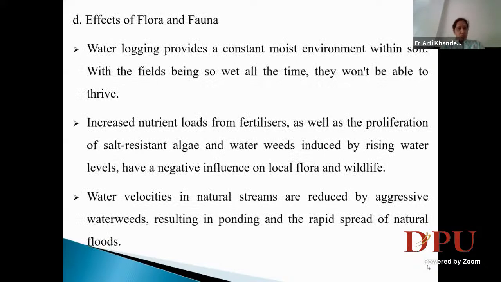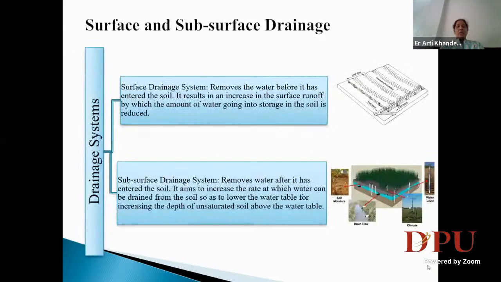What is the effect on flora and fauna? Waterlogging provides a constant moisture environment within the soil. With the field being so wet all the time, they would not be able to thrive. There is an increase in nutrient load from the fertilizer as well as proliferation of soil resistance. These are the other points. This is how they affect the flora and fauna of the soil. Now we have seen the problems that happen because of waterlogging and salinity. Now we will go to what solutions we can apply, and what the government of Maharashtra is presently doing about this problem.